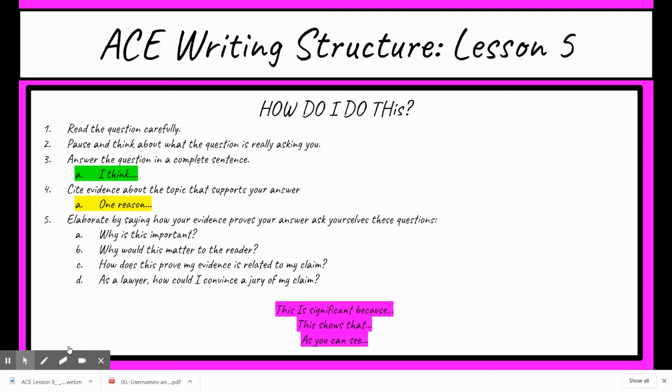Now comes the point where you need to elaborate. You need to tell your audience why your evidence supports your answer. You can do this by asking yourself some very important questions like, why is this evidence important? Why would this matter to my reader? How does this prove that my evidence is related to my claim? If I were a lawyer, how could I convince my jury of my claim? Remember, your claim is your A portion of ACE. You can then go ahead and ace your response using one of the sentence starters below or your own sentence starter. You can use this is significant because, this shows that, or as you can see.